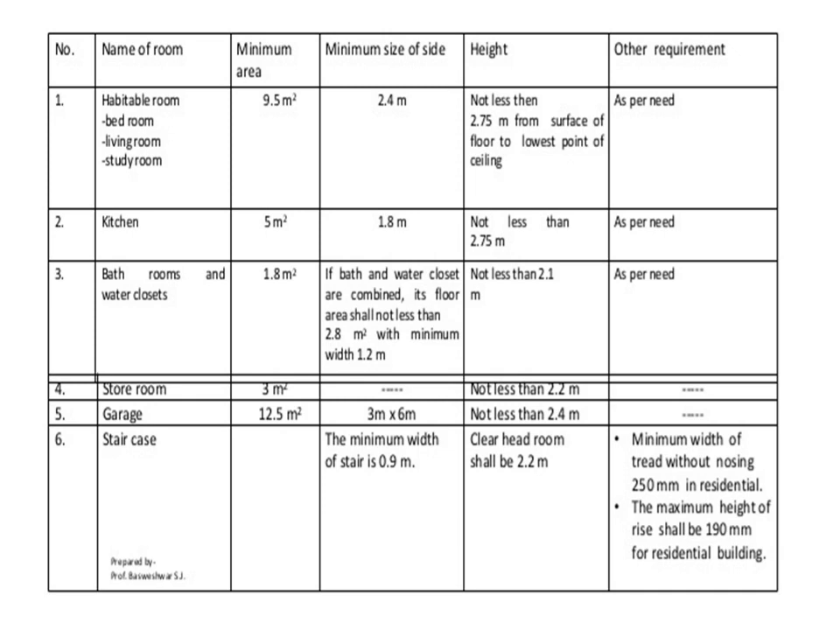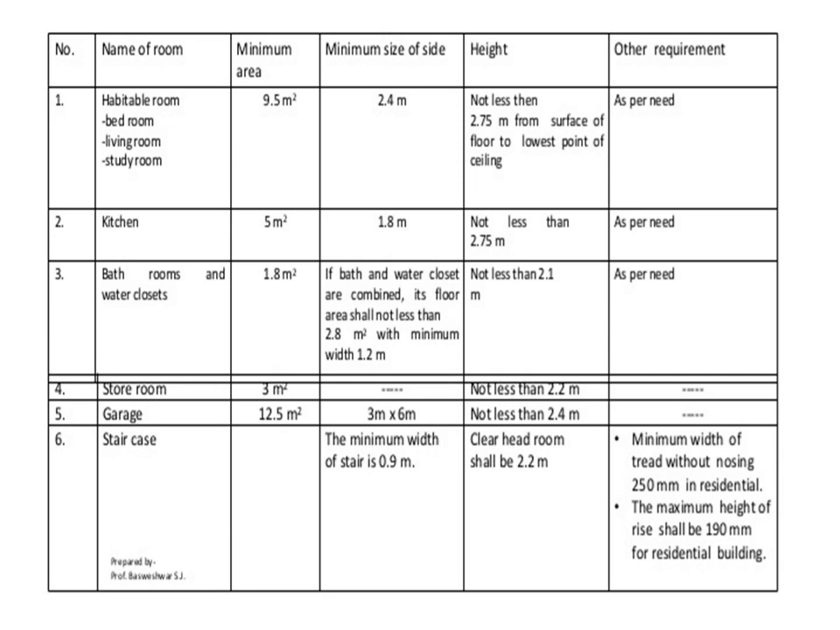Then the next is bathroom and water closet. The minimum area of bathroom and water closet shall be 1.8 meters square. If bath and water closet are combined, its floor area shall not be less than 2.8 meters square with minimum width of 1.2 meter. With height shall not be less than 2.1 meter, and other requirements are as per need.